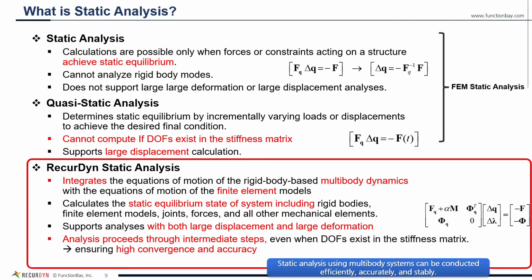Now, let's take a look at static analysis in multibody dynamics. Static analysis in multibody dynamics involves formulating the equations of motion for the joints and external forces and calculating equilibrium by incrementing delta Q through NR iteration. This calculation automatically updates the stiffness matrix of each step and calculates considering geometric nonlinearity. Of course, changes in the external force vector corresponding to delta Q are also considered. As a result, the system efficiently and stably converges to its static equilibrium state.